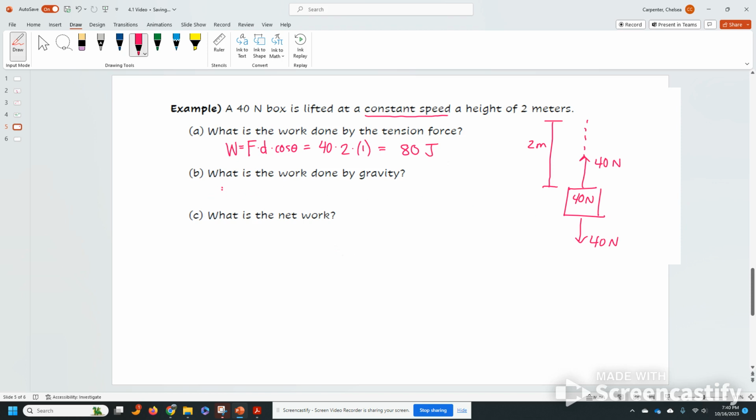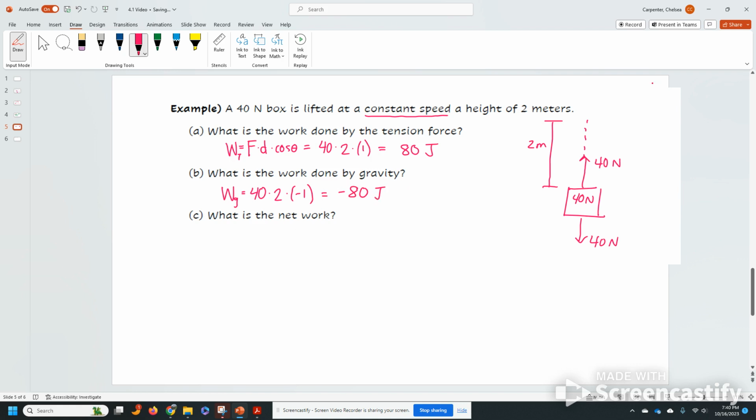The work done by gravity, again, we have 40 Newtons. We're traveling 2 meters, but it's in the opposite direction. So it's pulling opposite of the motion of travel, or the angle between the path we're traveling and the force of gravity is 180 degrees. The cosine of 180 is -1, which means that gravity did -80 joules.